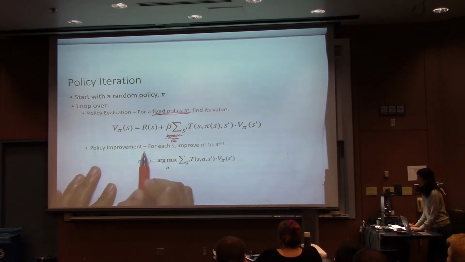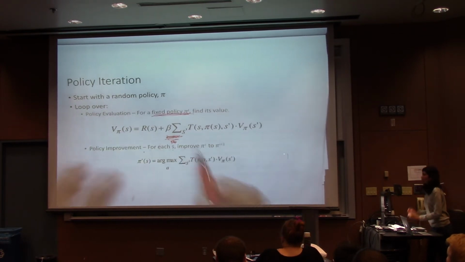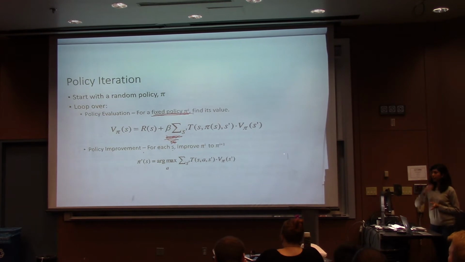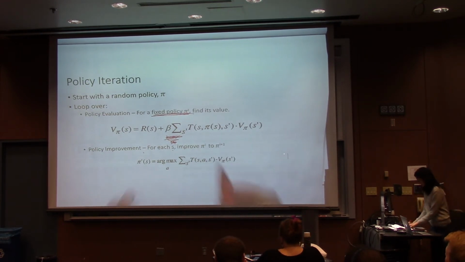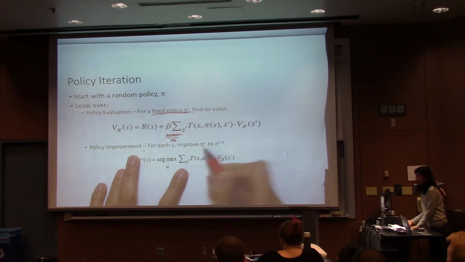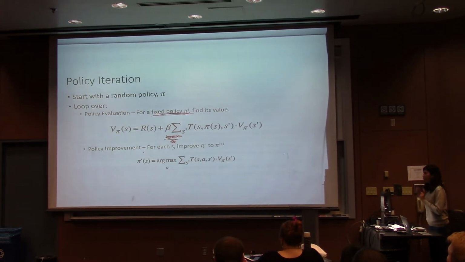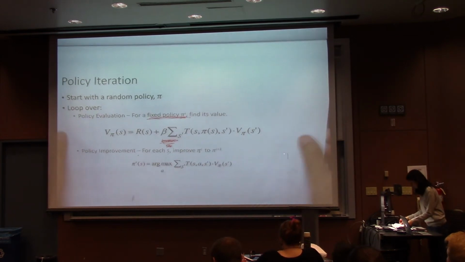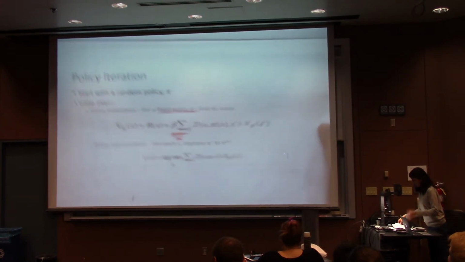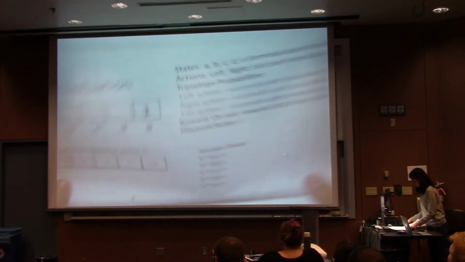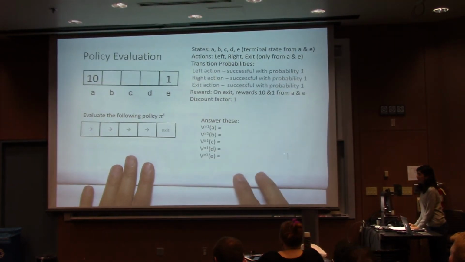And for policy improvement, for each state, you will now see what action maximizes from your previous policy. With that, you will update your policy i to policy i plus 1 with actions that give better values. So let's look at some examples here.